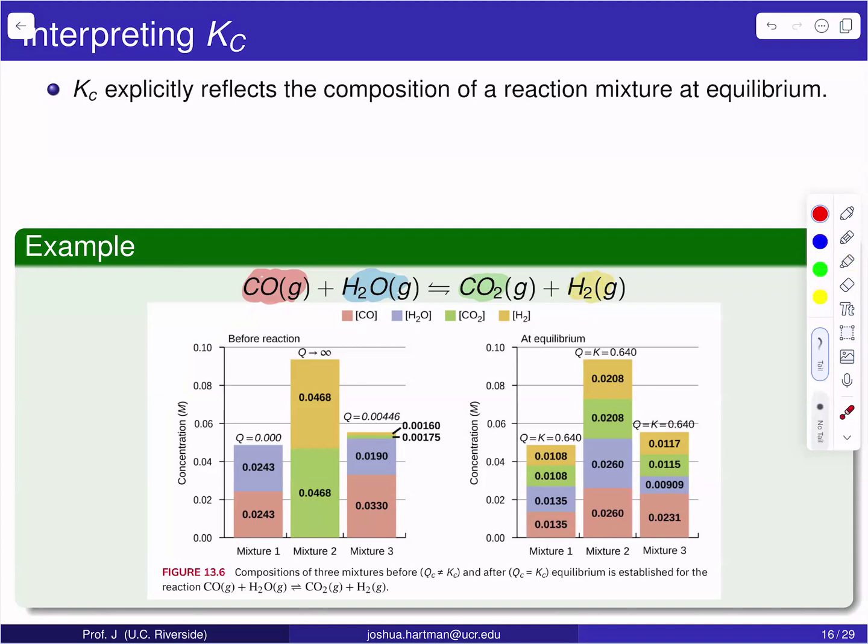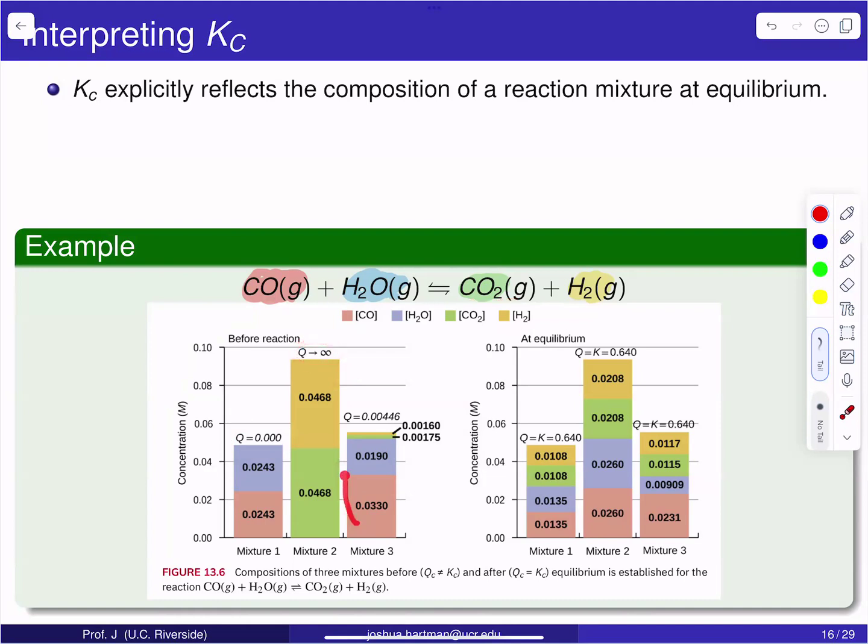So if we have an initial reaction mixture that's entirely reactants, all right, entirely reactants, then of course our reaction quotient will be 0. If we have a reaction mixture that is entirely products, both products here, CO2 and H2, then of course our reaction quotient will be infinity.